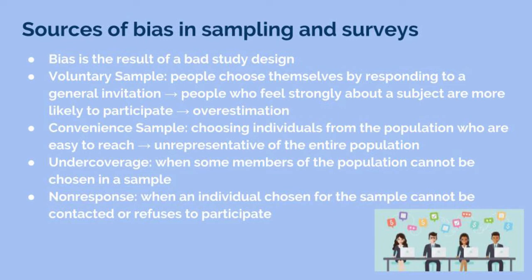Then there's undercoverage, which is a type of bias seen in surveys, and that's when some members of the population are not represented in a sample. And then there's non-response, which is when an individual who was chosen for the sample can't be contacted or refuses to participate, and that can often skew what generalizations can be made about the population.